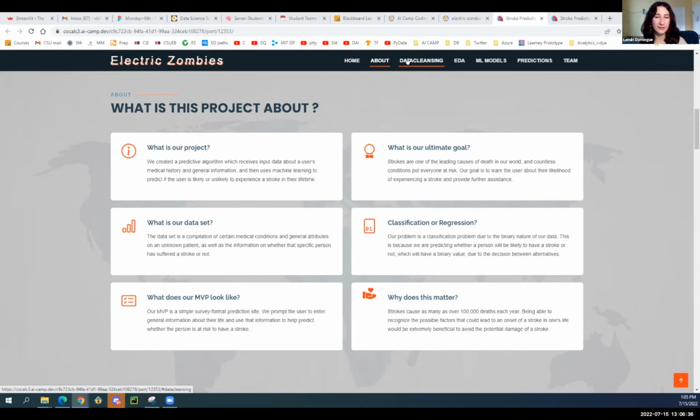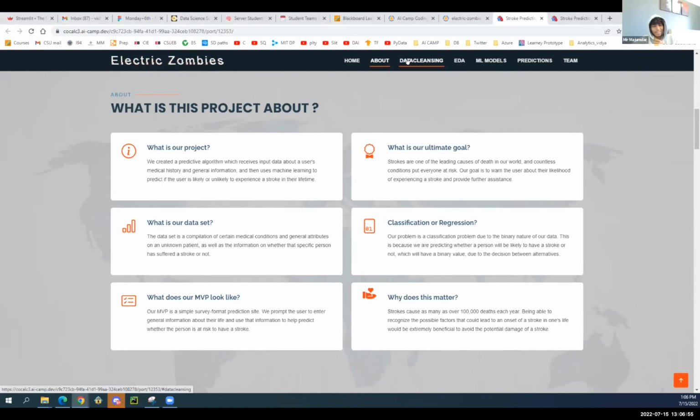But why does all this matter? Well, strokes cause as many as 100,000 deaths each year. If we're able to recognize the possible factors that lead to the onset of a stroke, and if a person is likely to even have a stroke, we could greatly reduce that risk and save lives. With that, I'll be passing it on to Mir.